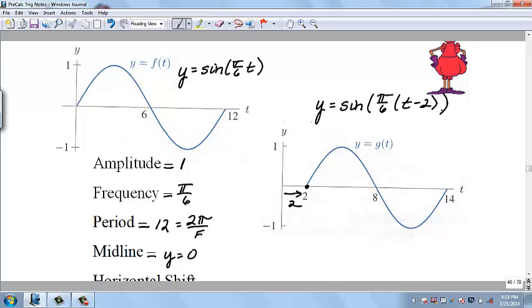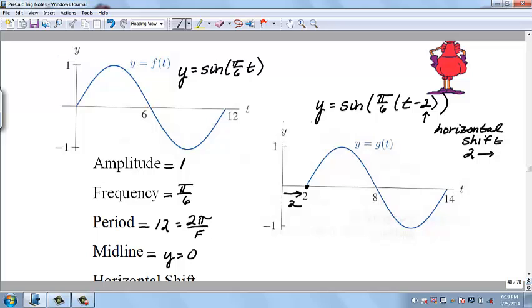Okay, now I want you to notice something. Do you see how this is in factored form? This is still my frequency, and this shows me that my, right here, my shift or my horizontal shift was 2 to the right because it's opposite. Okay, so it's 2 to the right.